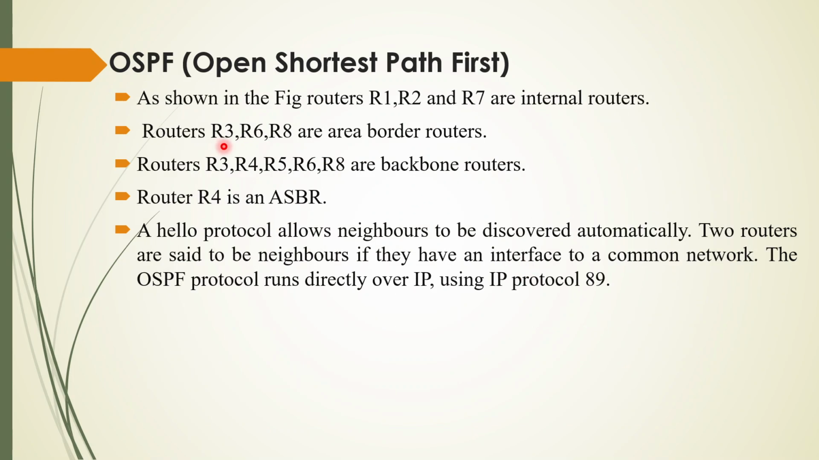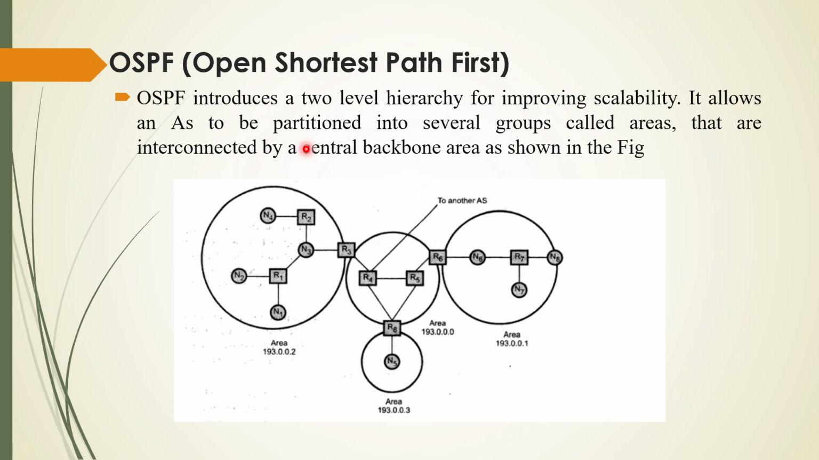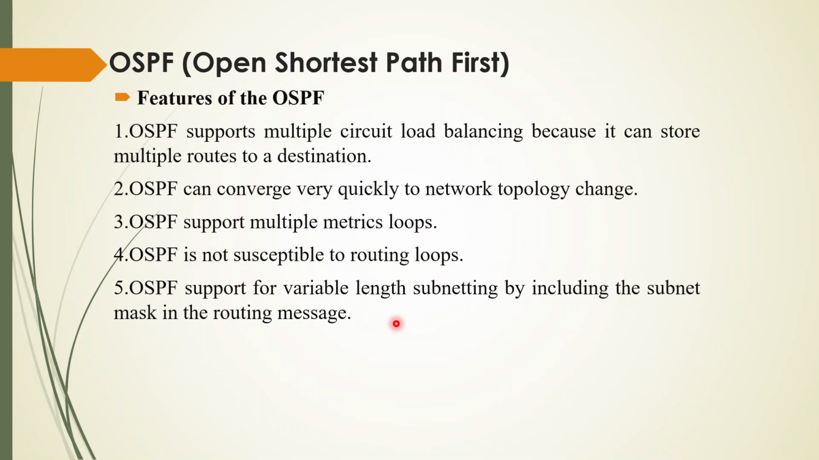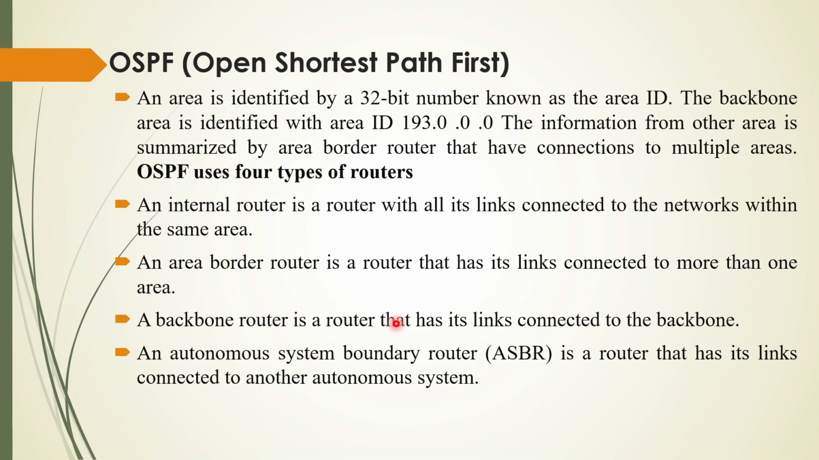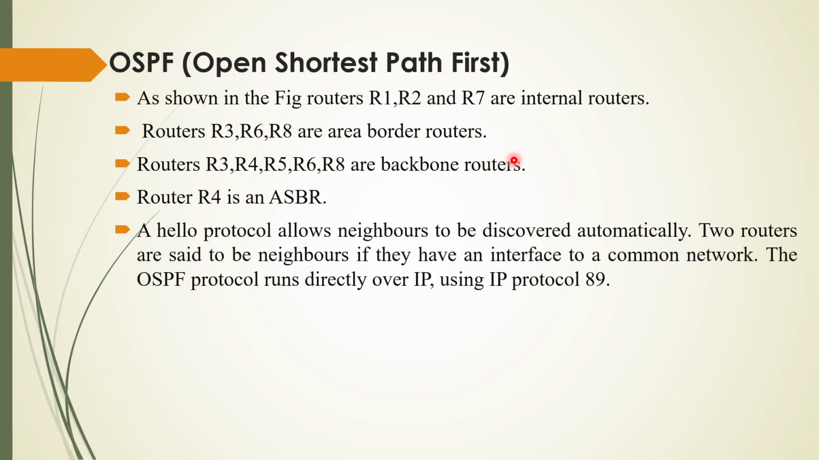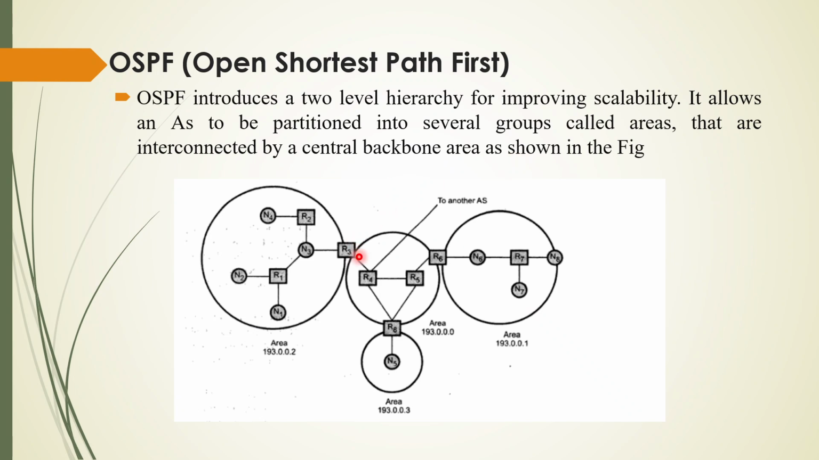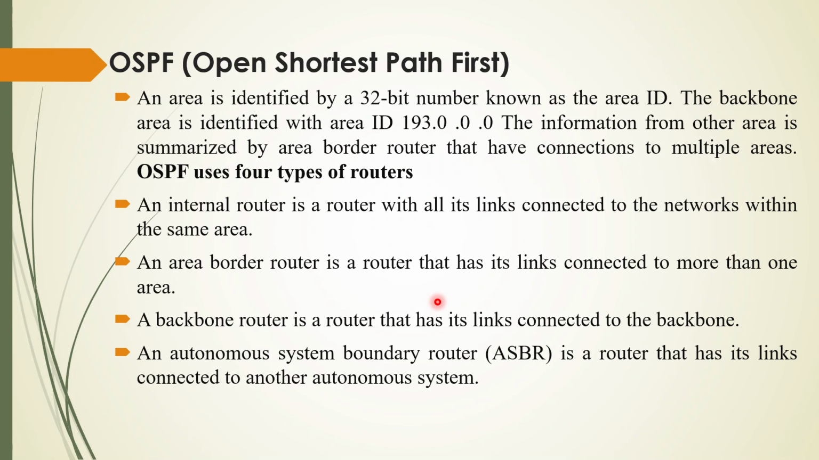Routers R3, R6 and R8 are at the boundary, so they are the border routers. As the name suggests, they are at the border of the area. R3 is at a border here, R8 is over here, R6 is over here. So they are known as border routers.